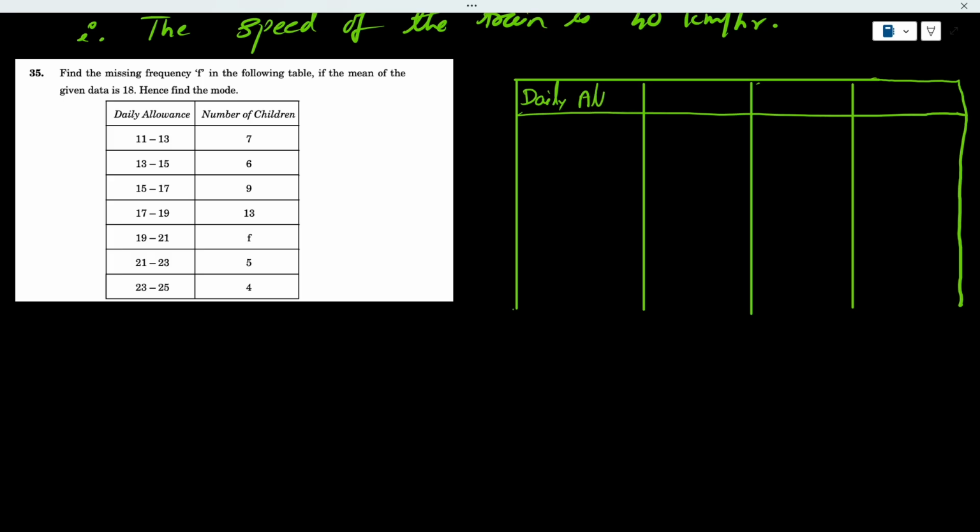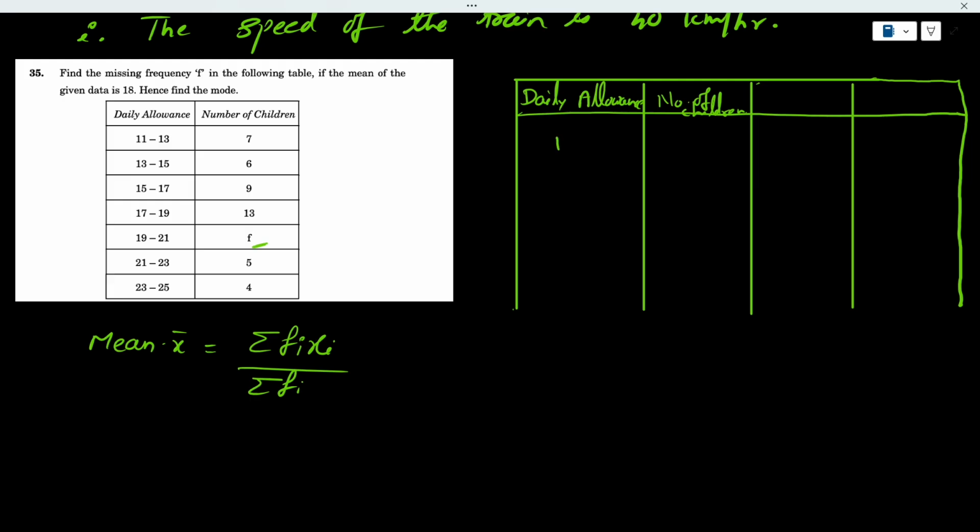Daily allowance, then here number of children. Now whenever you have doubt how many columns you need to make, first you write down the formula, right? Mean x bar is... I just now told you, whenever any frequency is missing, you'll always follow the direct method. So fi means total frequency, xi is the mid value of the class interval.